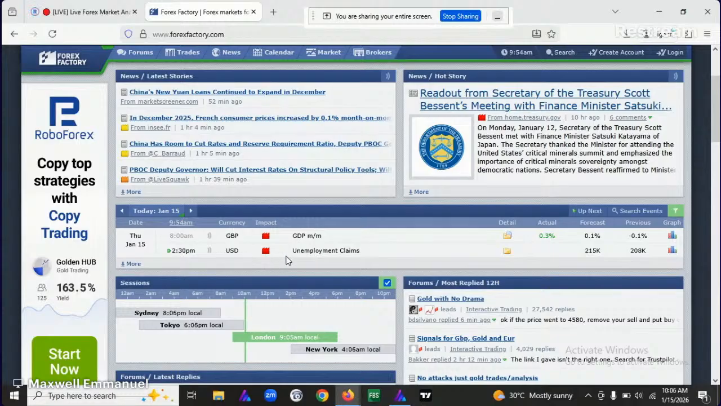Then by 2:30, the United States will be releasing its unemployment claims. The previous was 208K. The forecast is 215K. That means they're expecting it to increase from 208 to 215. So if the actual value is less than the forecast, less than 215K, that will be positive for the dollar. But if the actual is higher than the forecast, that will be negative for the dollar.